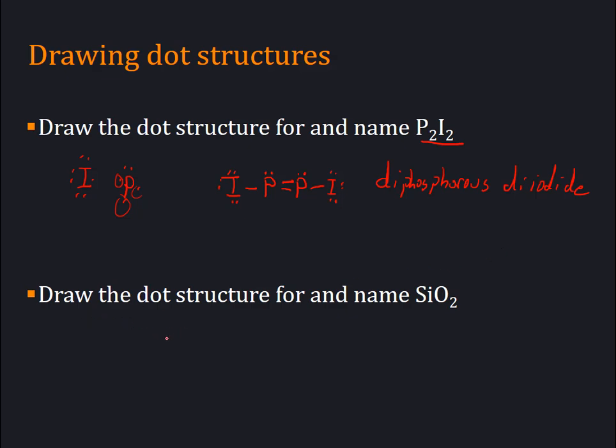Draw the dot structure for and name SiO2. Silicon looks a lot like carbon. It has 4 valence electrons, so it can make up to 4 bonds. It needs to make 4 bonds. Oxygen can make 2 bonds. It's got 2 unpaired electrons.